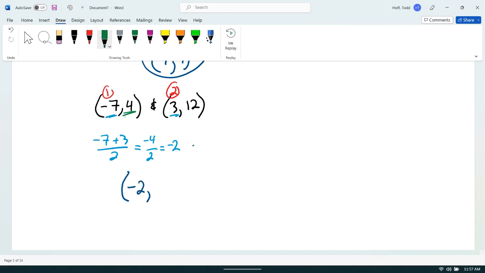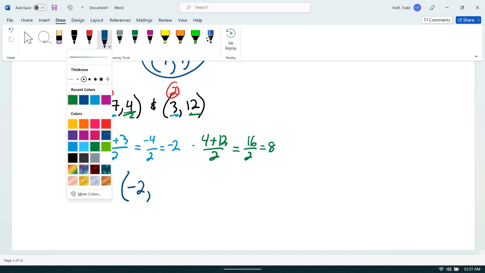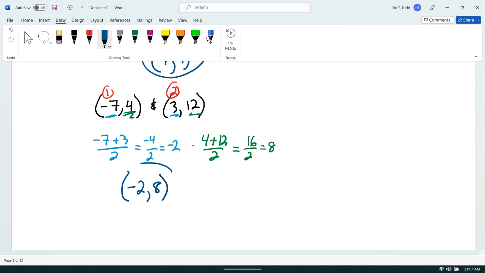For the y coordinate, I take my y coordinates. I have 4 and 12. I add them together and divide by 2. 4 plus 12 is 16, divided by 2 is 8. So the y coordinate of our midpoint is 8. So our midpoint is at negative 2, 8.